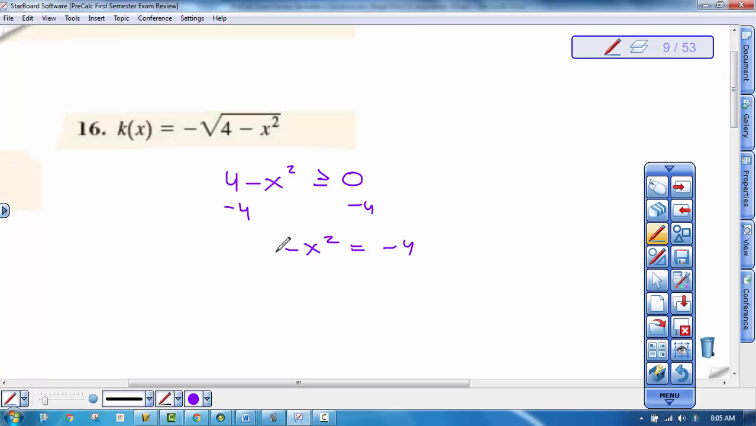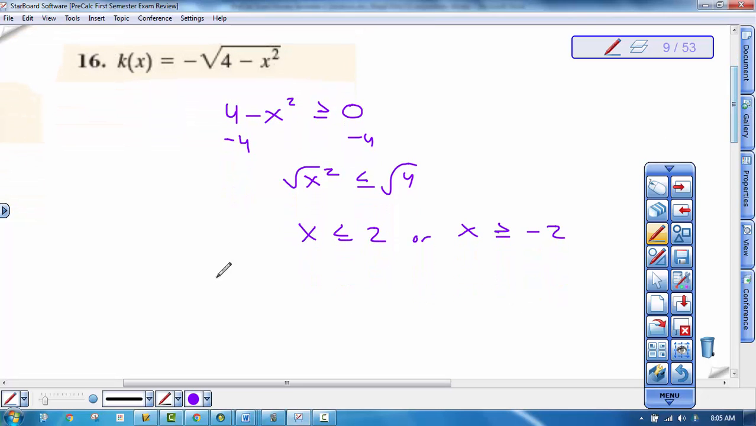Then if I get rid of the negatives by dividing or multiplying through by negative 1, I do have to switch the sense of the inequality. And then when I take the square root of both sides, that gives me x is less than or equal to 2, or x is greater than or equal to negative 2, because I do have to take both, right? We take the plus and minus basically and switch the sense of the inequality. So there is our domain.